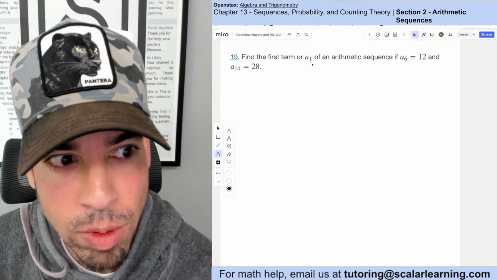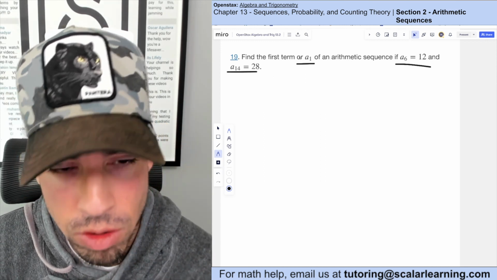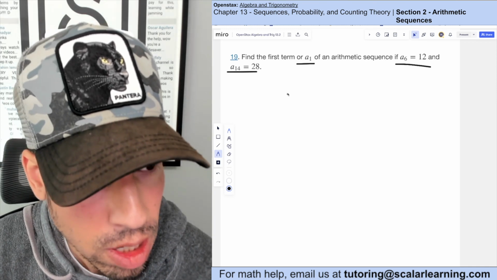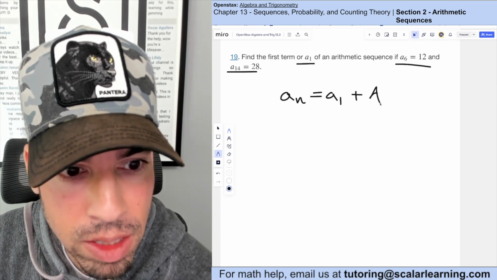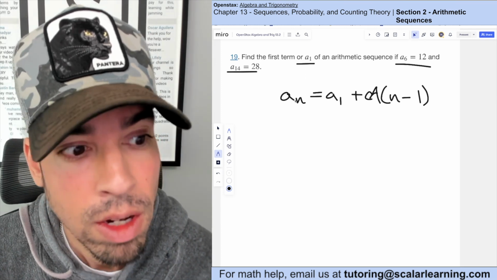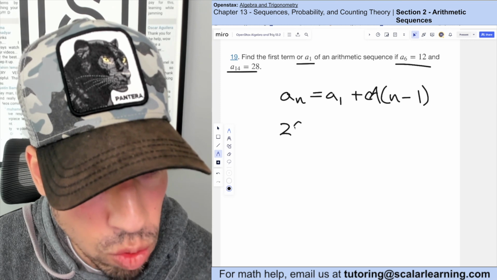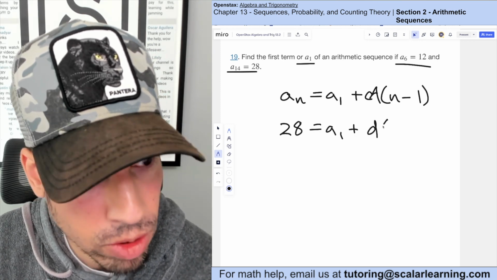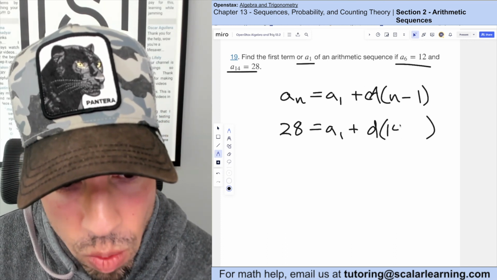Done. So for this one, we're meant to find the first term of the arithmetic sequence if we know the sixth term is 12 and the 14th term is 28. So we can use our formula, which is a sub n equals a sub 1 plus the common difference times n minus 1. Now, we don't know the common difference and we don't know the first term, but we can figure it out from here. I know that the 14th term is 28. So I can say 28 is equal to a sub 1 plus an unknown common difference times 14 minus 1, because n is 14.